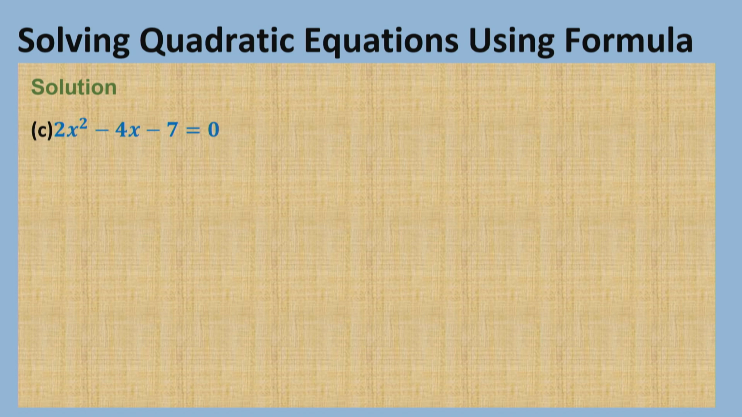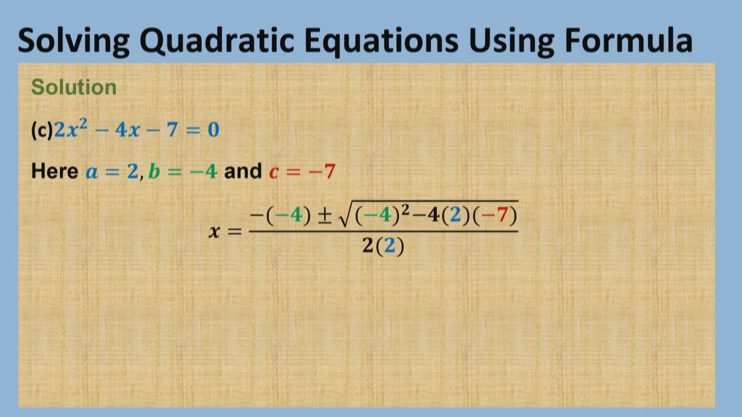Part C. 2x squared minus 4x minus 7 equal to 0. In this case, a will be equal to 2, b negative 4, and c negative 7. Well, we just need to replace, but please be careful. Negative 4, that will give you 4. Right? Minus 4 to the square, that's 16. And negative 4 times 2 times negative 7, that will be plus 56. And you divide by 4.